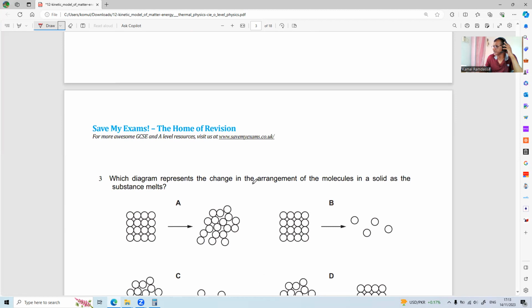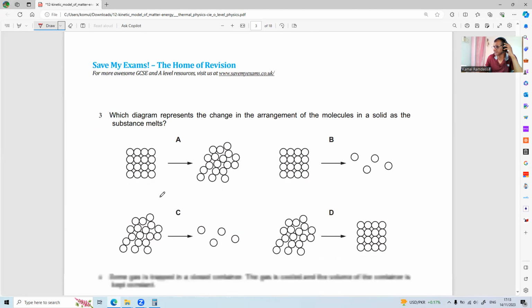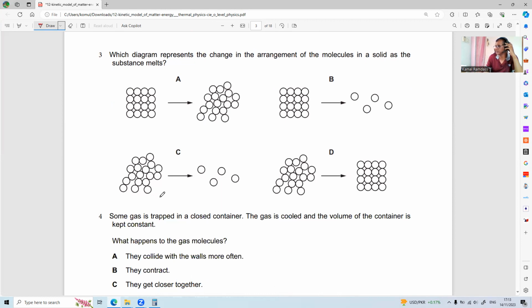Which diagram represents the change in the arrangement of molecules in a solid as the substance melts? Okay, et ça non? Ça non, et orderly arrangement, okay, to random arrangement, but it's still packed together. Ça, c'est from solid to liquid.